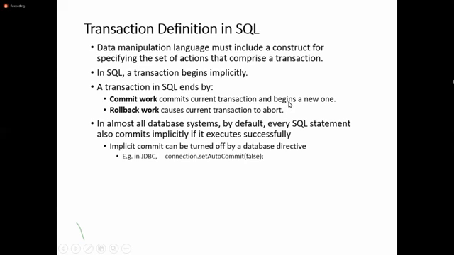Commit commits the current transaction and begins a new one. Okay, commit means the transaction is successfully complete. In the rollback case, the current transaction is aborted. If you make a rollback, like when a failure happens in the transaction, then you can go to the previous state. That's a rollback. In almost all database systems, by default, every SQL statement also commits implicitly if it executes successfully. Implicit commit can be turned off by a database directive.